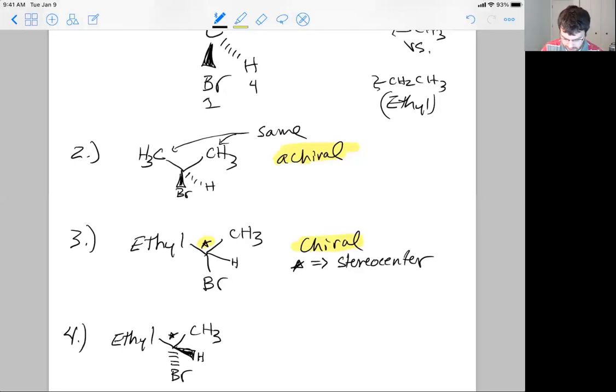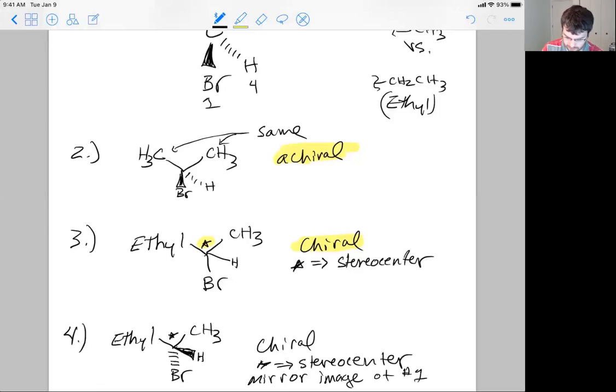Well, this again is still chiral. We've just flipped the wedge and the dash. And in fact, in this particular example where we flipped all of the stereocenters from wedges to dashes, that is going to be the mirror image structure of that first example that we provided. We're going to look at that a lot more in upcoming lectures, but I want to plant the seed now. So we have the mirror image of number 1. So once again, we're chiral. We actually have the same stereocenter.